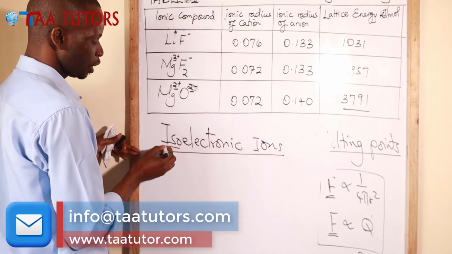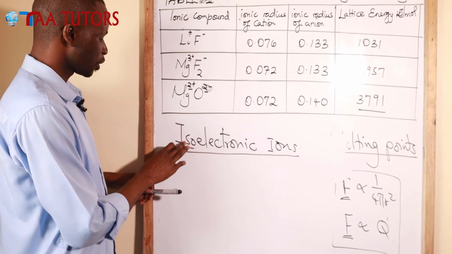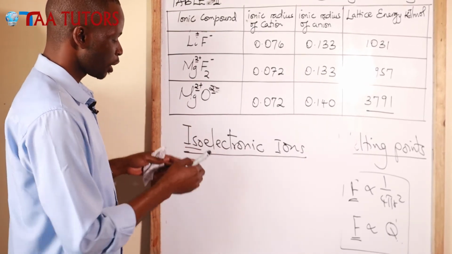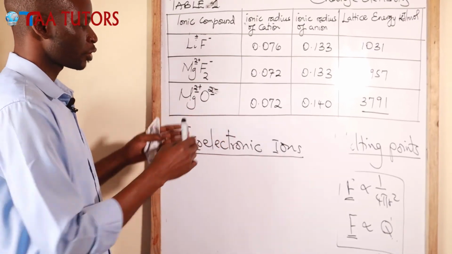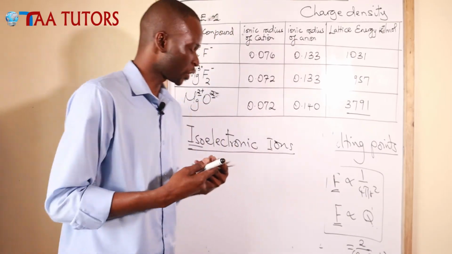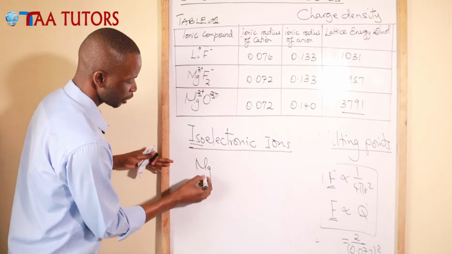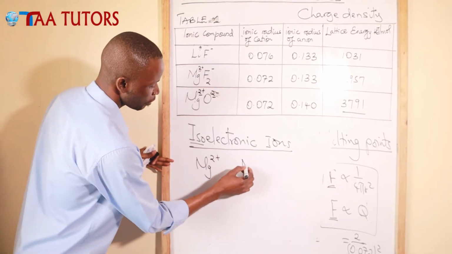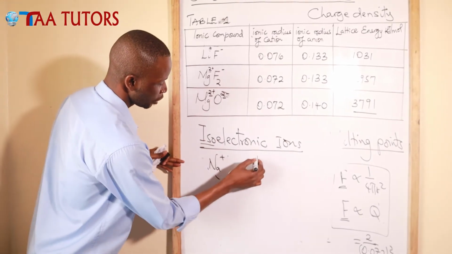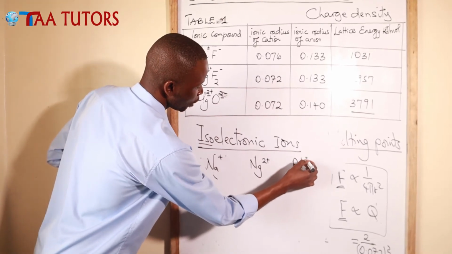The word iso always means the same in science. So when I say isoelectronic, I'm talking about the same electrons. So we are talking about atoms or ions with the same number of electrons. In this case, let me start with sodium ion, then magnesium ion, then aluminium ion.